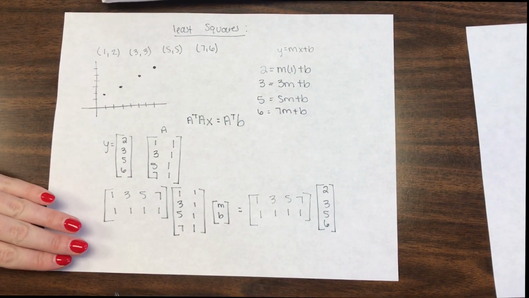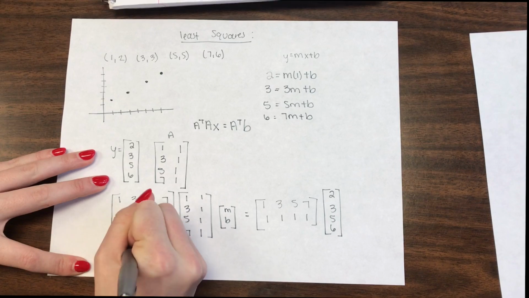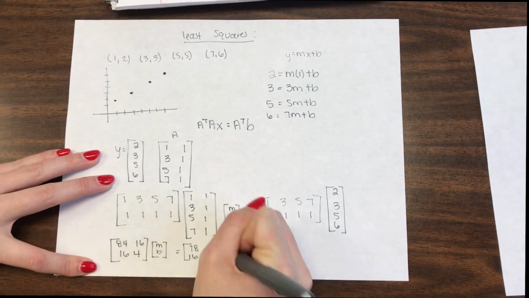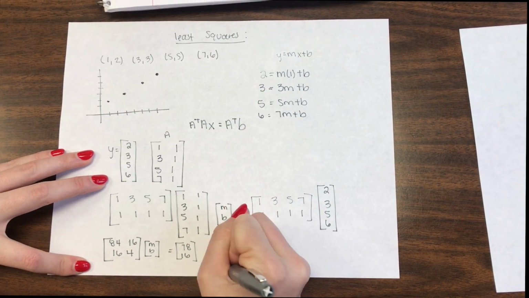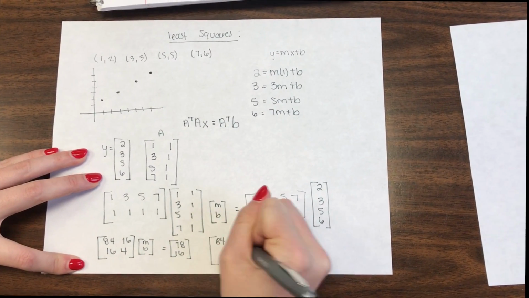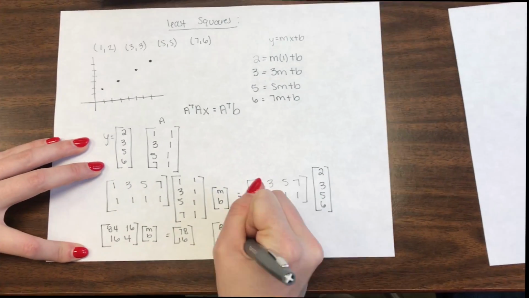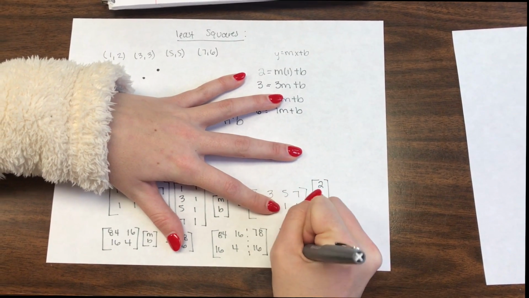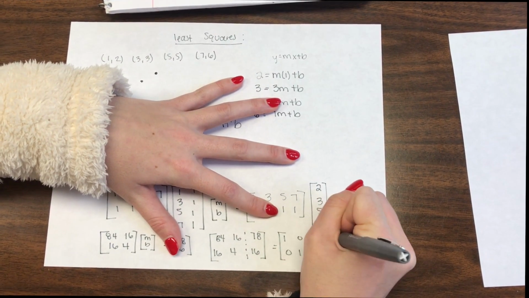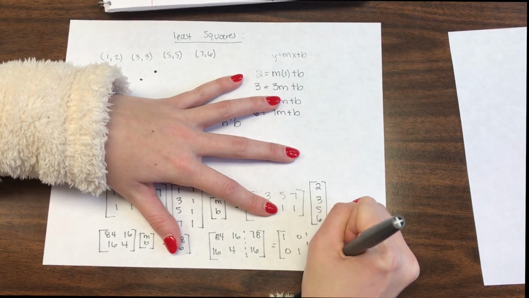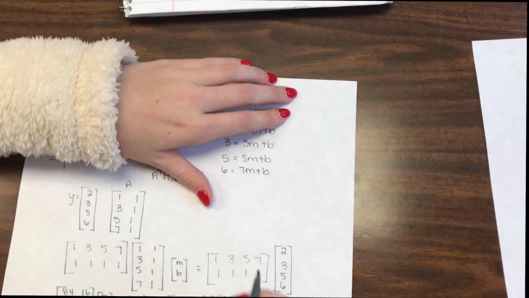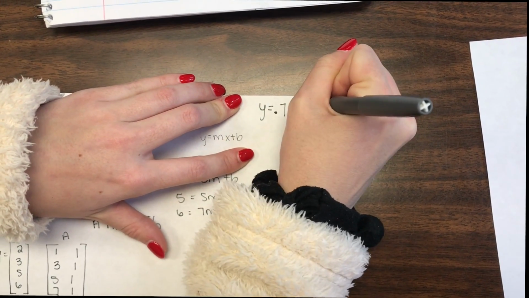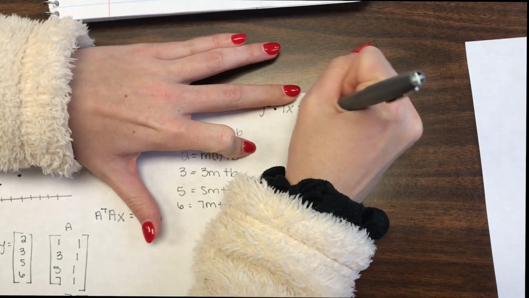Put this in the calculator. You get 84, 16, 16, 4 times the vector (m, b) equals 78 and 16. And then we're going to augment this and row reduce. So 84, 16, 78, 16, 4, 16 becomes 1, 0, 0, 1, with 0.7 and 1.2. So then our equation would be y equals 0.7x plus 1.2.